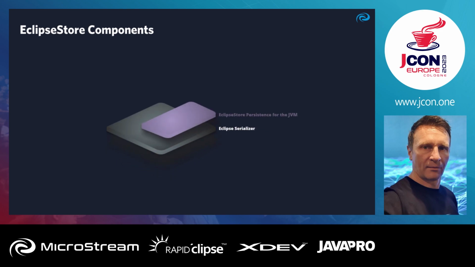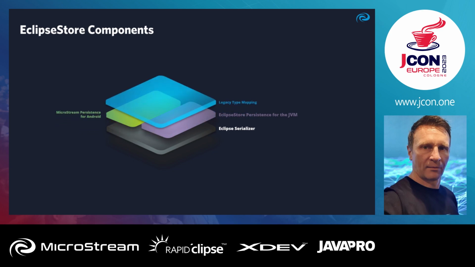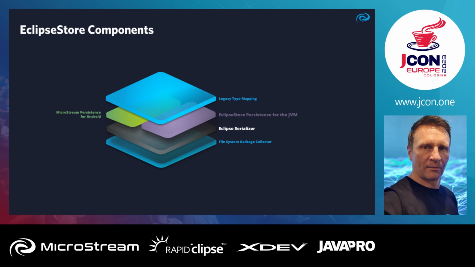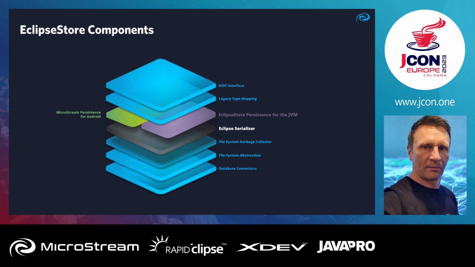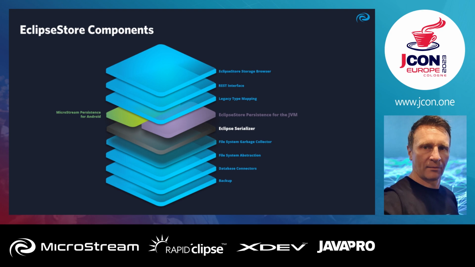MicroStream, or Eclipse Store, is not just a serializer. Serialization is the core of the framework. We have the persistence framework for the JVM and for Android. Then you get additional functions like the type mapping, garbage collection, file system abstraction, and so on. A REST interface, a kind of browser for browsing your storage data, and so on.